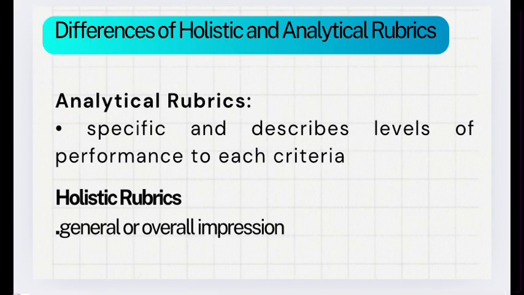Here in the analytical, it is specific. If holistic is general or overall, analytical is specific. So from the word specific, it measures the specific strengths and weaknesses of the student. Meaning, if you have a lot of time, the analytical rubric is ideal because you grade each criterion. For example, originality, organization, creativity. So you can really measure which part shows the weaknesses and strengths of the student.